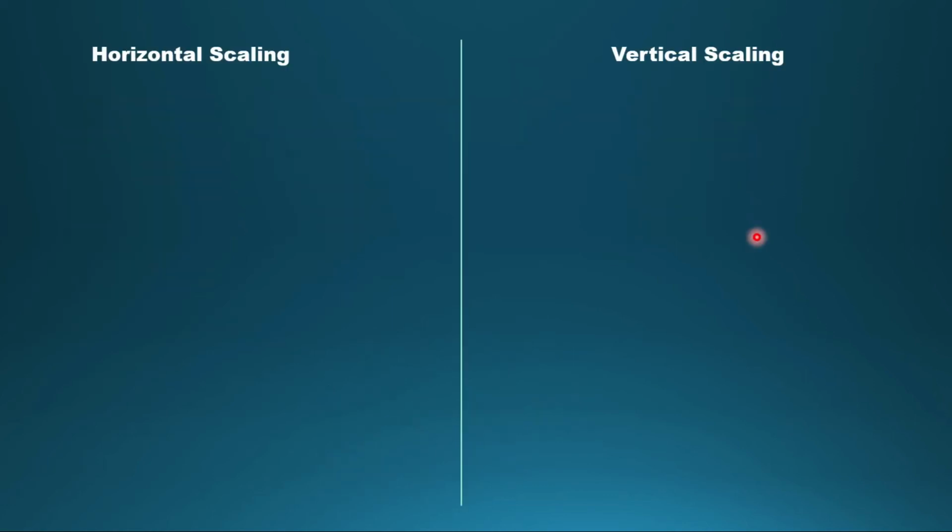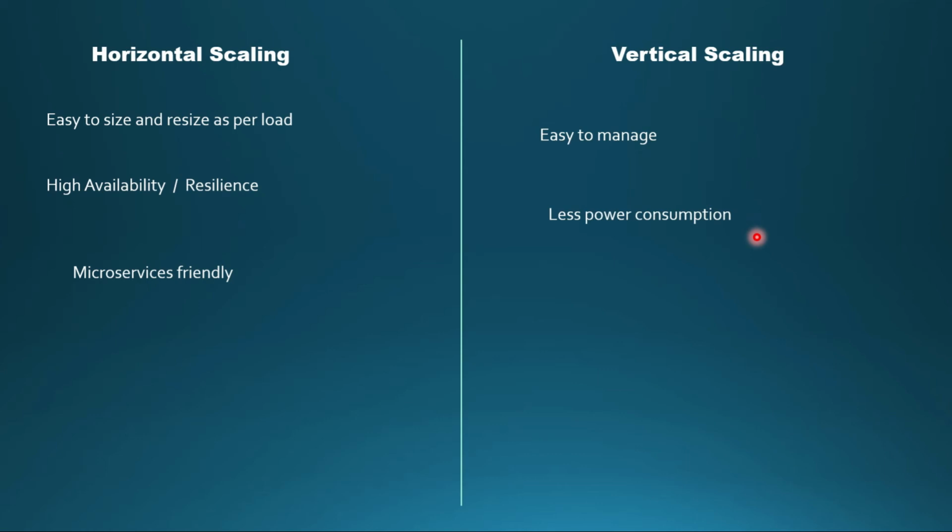Now if we talk about the advantages or disadvantages of horizontal or vertical scaling, we have a few points here. We can't say which one is good or which one is bad. We need both, actually. For horizontal scaling, it is easy to size or resize as per load, right? Because when the users are more, you need more machines. When the users are fewer, you need fewer machines. That way, whatever your user load is, you can manage accordingly.